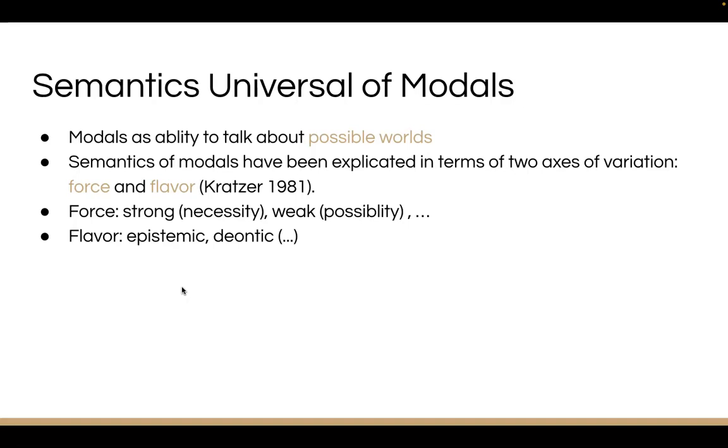And flavors are properties that define the set of possible worlds and could have values such as epistemic, which means the set of possible worlds based on the speaker's knowledge, or deontic, which means the set of possible worlds where the speaker abides by their obligation, and more.